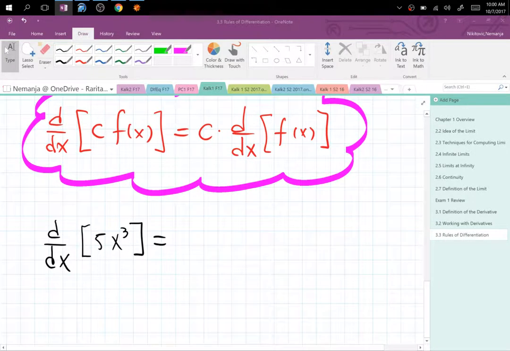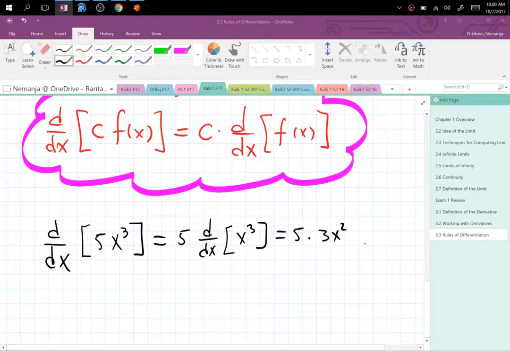We're going to kick the 5 out front, and then we're going to differentiate x cubed. We will have 5 times 3x squared, for a total of 15x squared. Are you going to write all of these steps in the future? The answer is hell no. You're going to go 5 times 3 is 15, right? You're just going to plow through this in your head, not even writing anything down. You're just going to say 5 times 3 is 15, x squared, done.